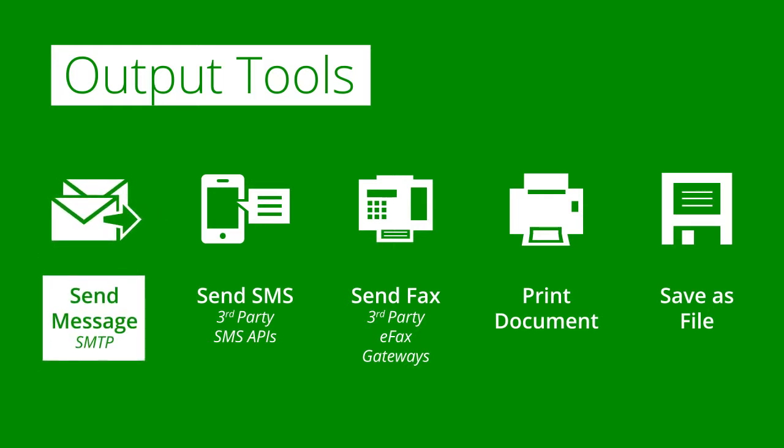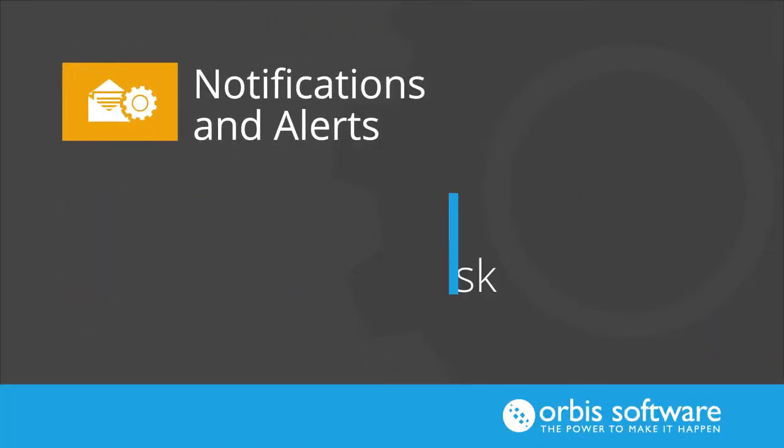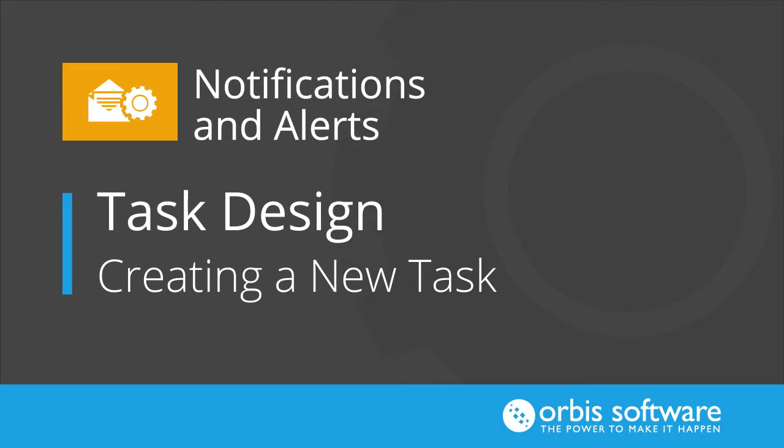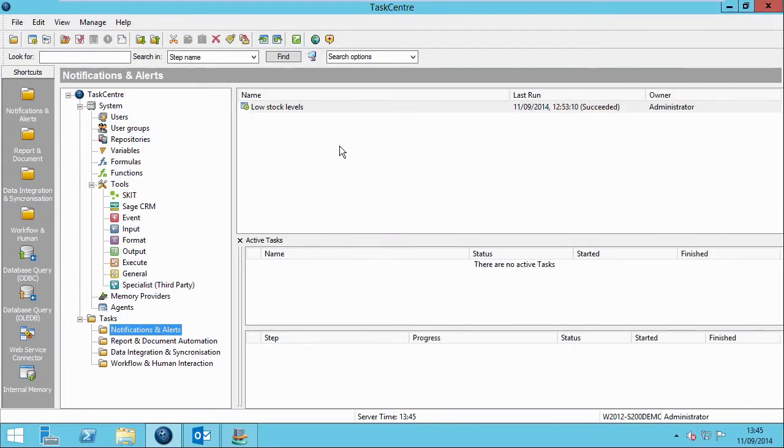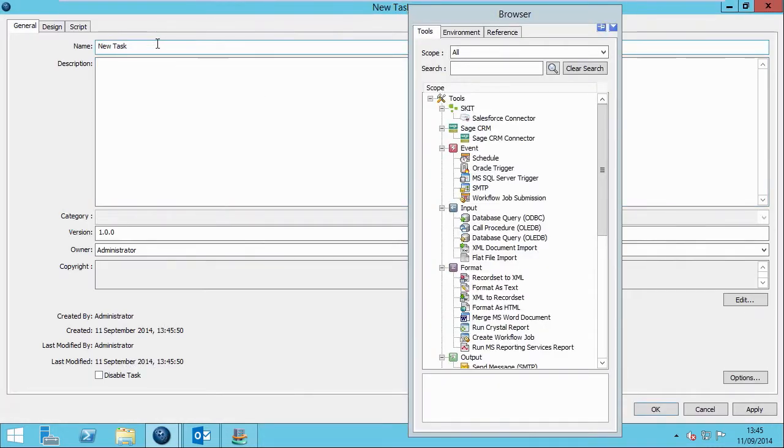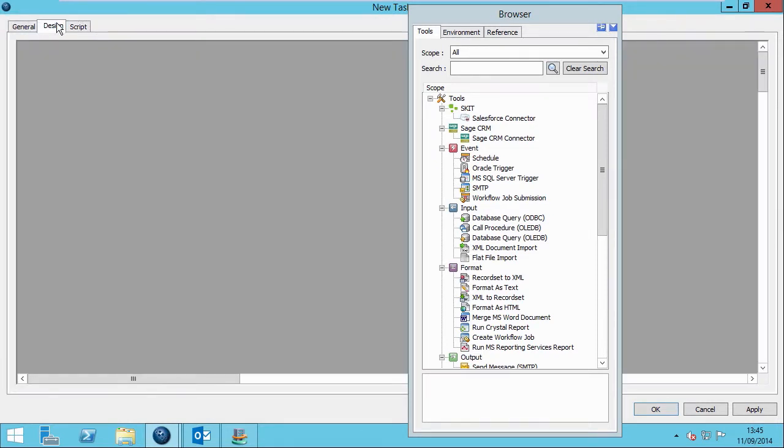Let's take a practical look at how to create a notifications and alerting task. To begin with, we'll right-click in the task pane, select New Task and give it a name. We then select the Design tab, which is our blank canvas for this task.